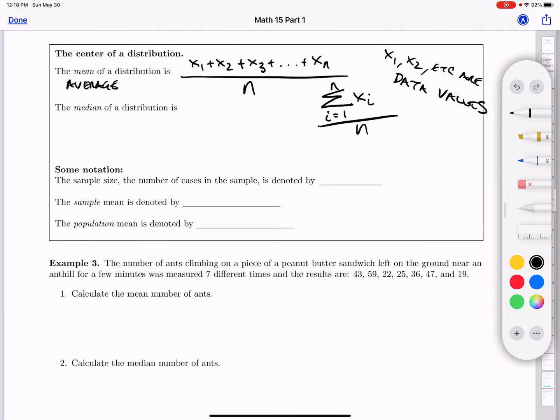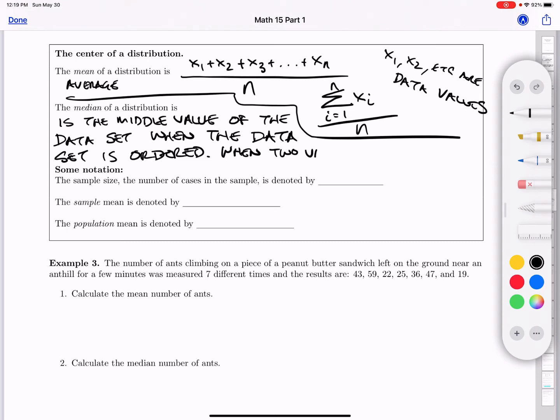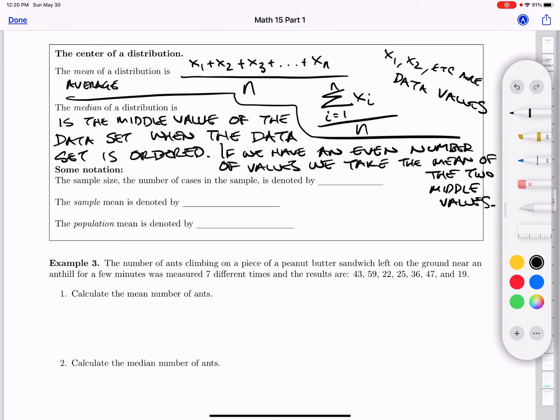The median of the distribution is the middle value of the data set when the data set is ordered. So we need to order the data first, and then we find the middle value. When there are an odd number of numbers in your data set, there will be a single number in the middle. When two values are at the center, this would be when you have an even number of numbers, we take the average of the middle two numbers. Okay, and we'll do an exercise, and pretty soon here you'll see how that works.